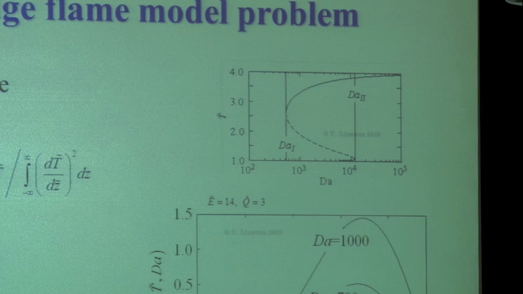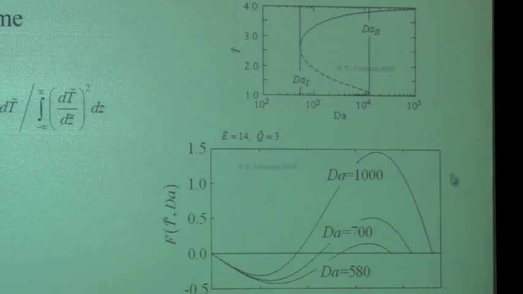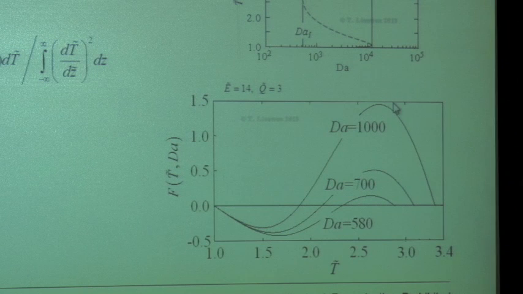Once you include the edge, what we want to know is the area under this curve, when you integrate over temperature between the reactants and the products. So what you can see is, let's say the Damköhler number is 1,000. What's the area under that curve? Positive. So what does that tell you about the edge speed?